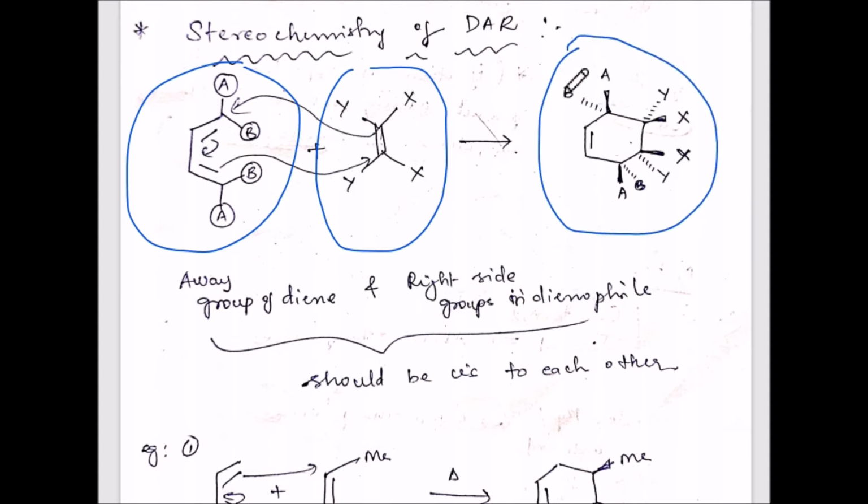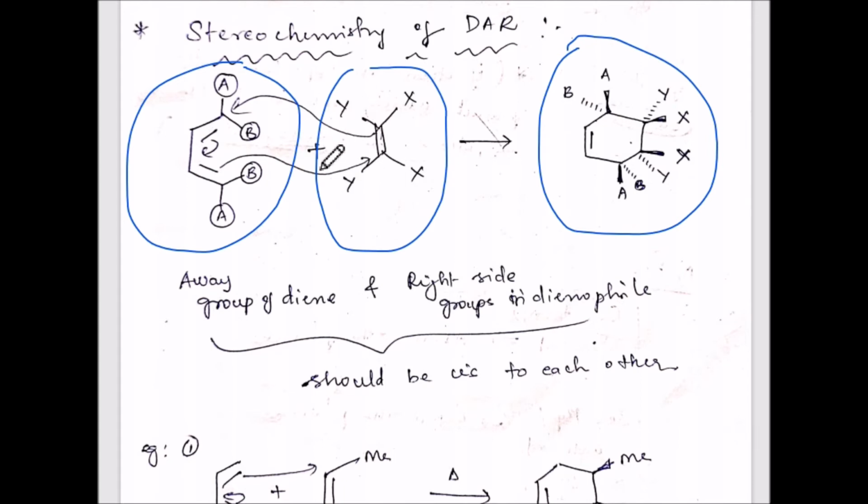So we have a method to identify it. Very simple. You see, I am putting the groups in the diene like this, A A and B B. So these are the groups which are inward, and these are the groups which are outward. Rather, you can say they are away from the diene like that, and they are inward, towards the diene like that. And here you see this X and X, these substituents are on the right side, and Y and Y are on the left side.